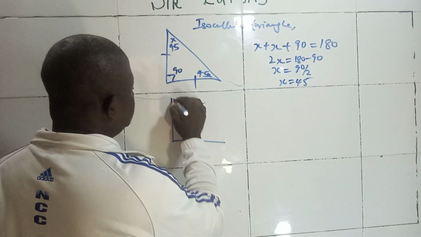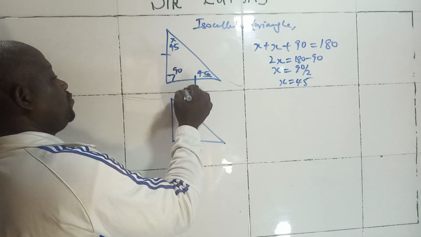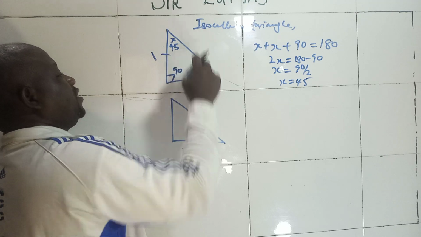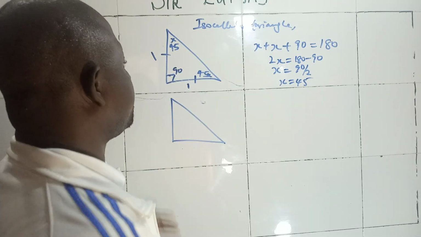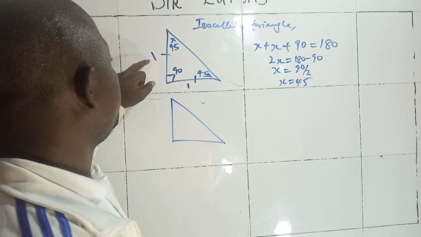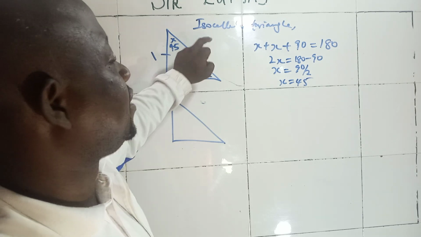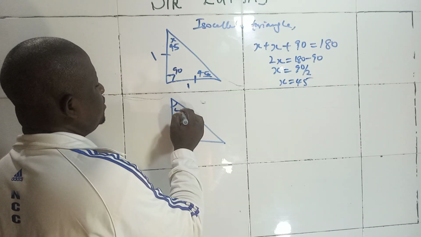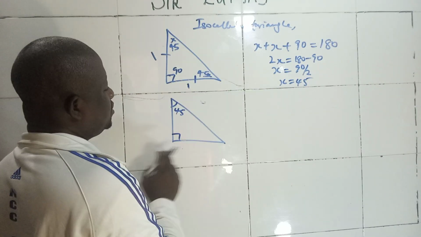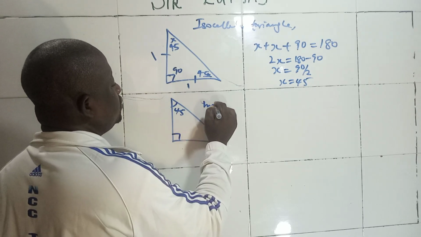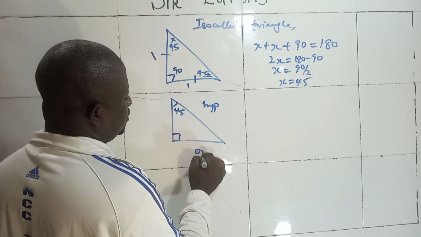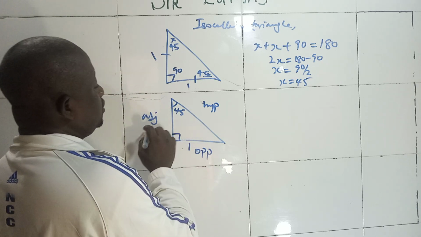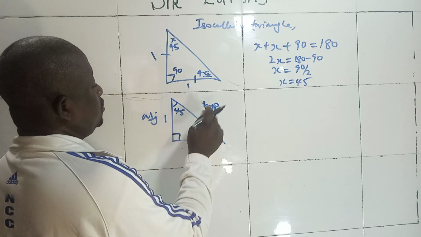So let's now pick one out of the 45 degrees. Let me assume this side is 1, so this one will definitely be 1. We need to determine this side. From Pythagoras theorem, you need to know two sides, and we know this side and this side, so we can determine the third. Taking this angle and disregarding the other, this side is the hypotenuse, this is the opposite, and this is the adjacent.